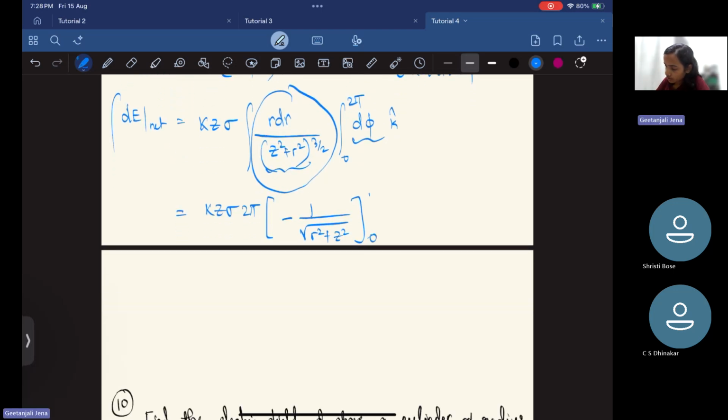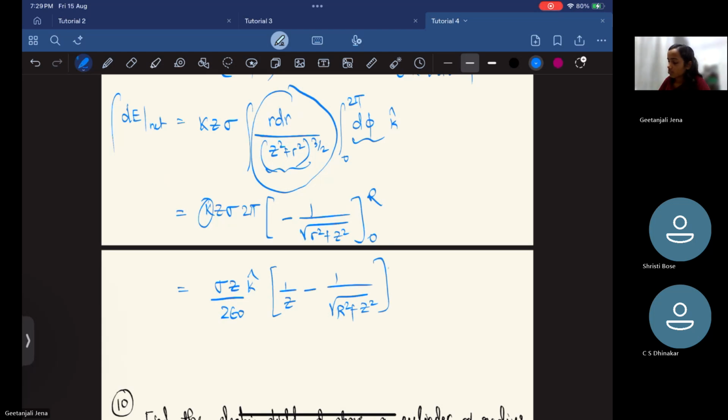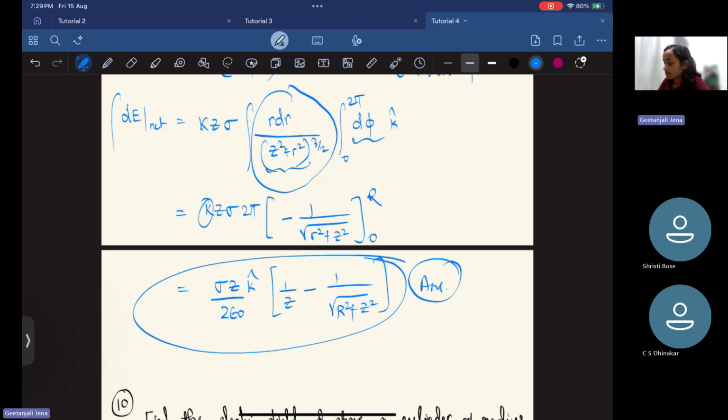And r goes from 0 to r. So now we know the answer. The 2 pi will cancel with 1 by 4 pi, so this will give 1 by 2 epsilon naught, k cap, and when r is 0, it will give 1 by z, and when r is r, it will give 1 by square root of r square plus z square. So this is the electric field due to a disk.